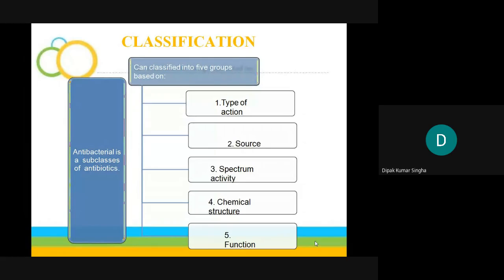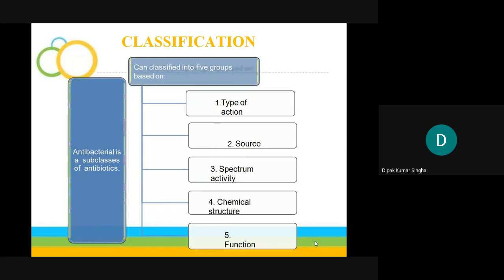Number two, based on the source. Which source? Where it is collected from. It is an animal source, plant source, synthetic, or mineral source. So based on the source, they are classified. Another is the spectrum of activity, which is broad spectrum or narrow spectrum. Some antibacterial agents have a wide range of activity, but some have a lesser range of activity.